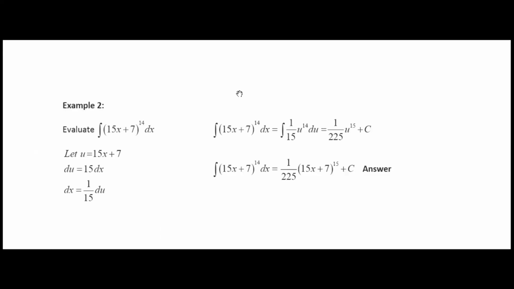Let's take another problem, much like the one we just did. Antiderivative of 15x plus 7 to the 14th power dx. This is my quantity, so I'm going to let u be 15x plus 7. Now, rather than find du dx, I'm just going to write du is 15 dx.